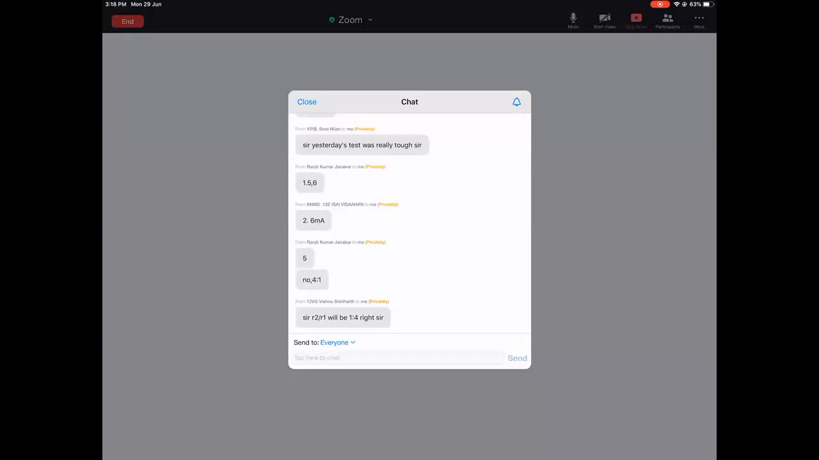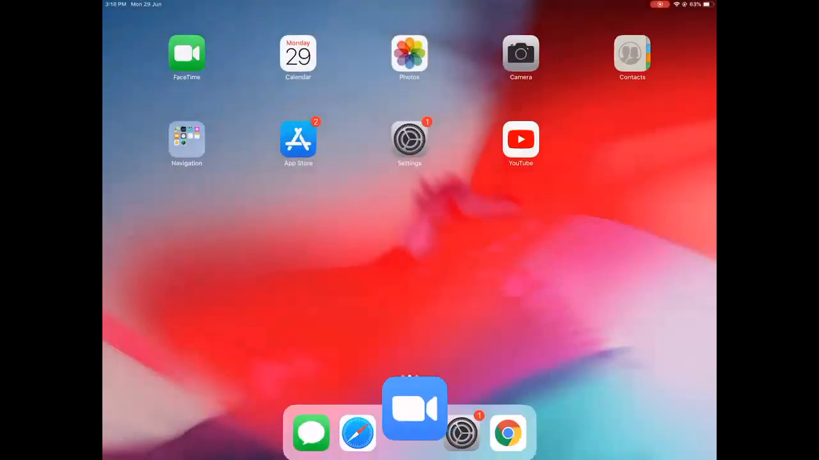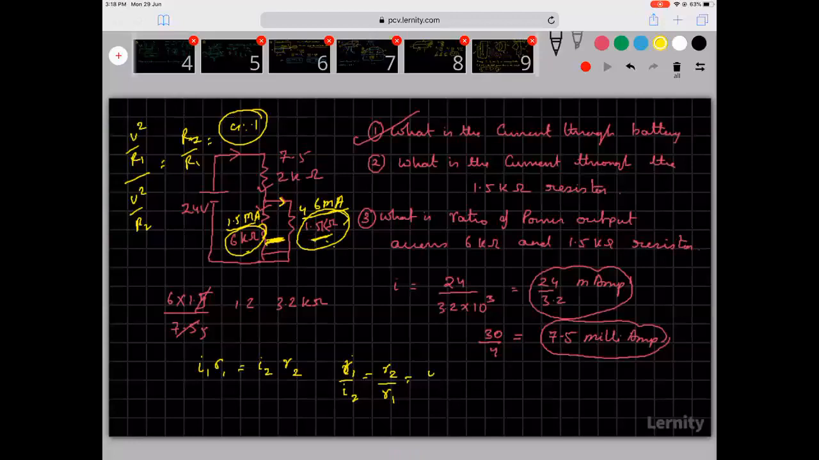Yeah, R2 by R1 will be 1:4. It depends on which one you are finding out. If this is R1, this is R2, then it will be 4:1. If this is R1, this is R2, then it will be 1:4. It depends on what you are finding out. I have not defined it here. I just say that it's the inverse ratio. If you're finding out this by this, then it's the inverse ratio. But greater power will be lost across a smaller resistance. So if R2 is this much, then 4:1.